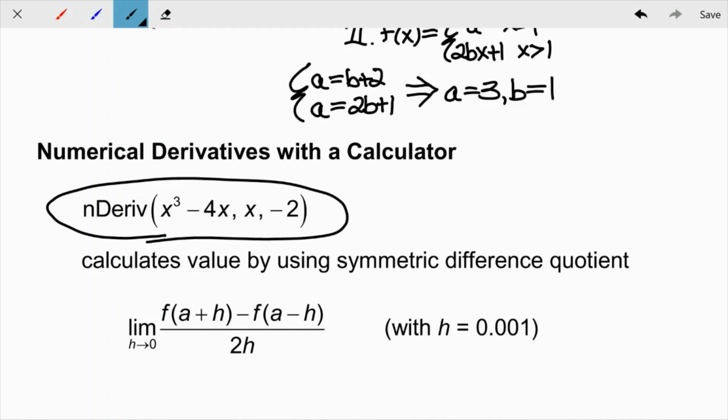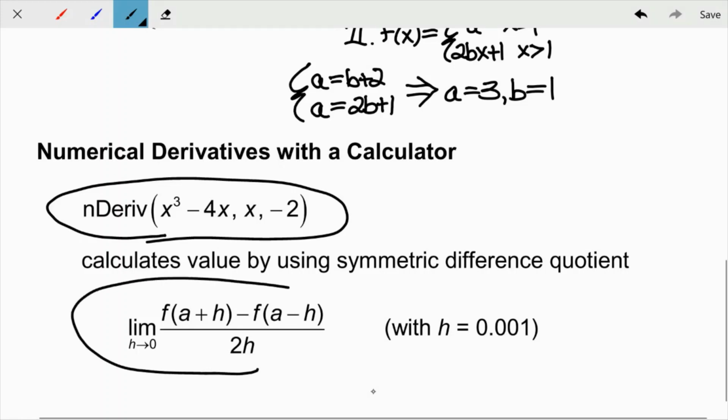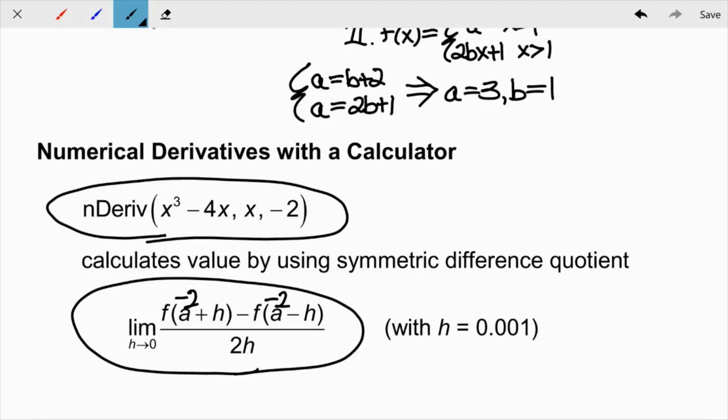So when we do this on the calculator, the TI-84 and the TI-83 doesn't actually take the derivative and then substitute numbers in. What the calculator does is it does a really, really close approximation of what that derivative would be. So this is what the calculator does. In our case, we're evaluating at -2. So it would be plugging in -2 for a, and then it would be basically taking a point a little bit to the right of -2, a point a little bit to the left of -2, and then finding the slope between those 2 points.